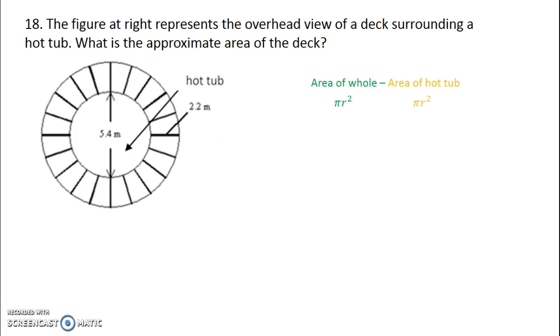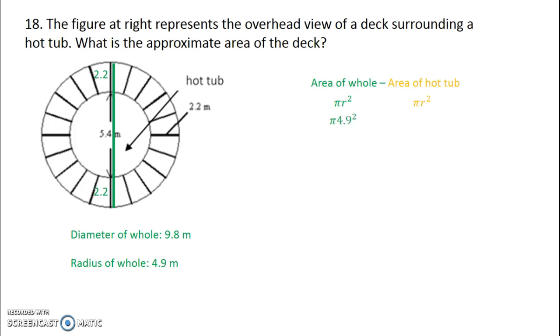So the entire thing would be the entire distance across, and that includes the 2.2 meter deck on both ends. So I have a 2.2 meter deck on the bottom, 5.4 meters to get across the hot tub, and then 2.2 meter deck at the top. If I add all 3 of those values together, the diameter of the whole thing is 9.8 meters. The formula doesn't want diameter. It needs radius. So I'm going to cut that in half. The radius of the whole thing would then be 4.9 meters.